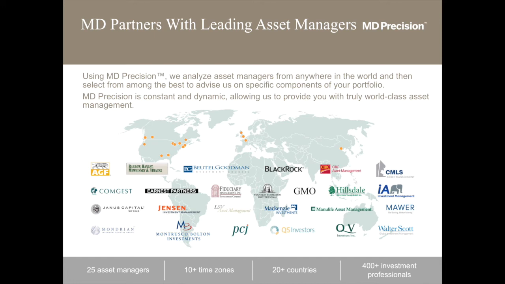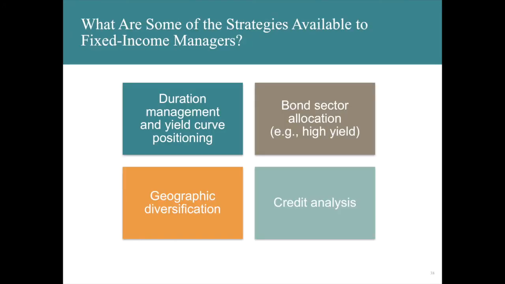There are four concepts here that are being taken into consideration. Duration, which JF valiantly took on the concept of. We're going to talk about that again in a second. Bond sector allocation, so high yield, so that's industry differentiation. Geographic diversification, so we can invest in Canada, we can invest overseas.